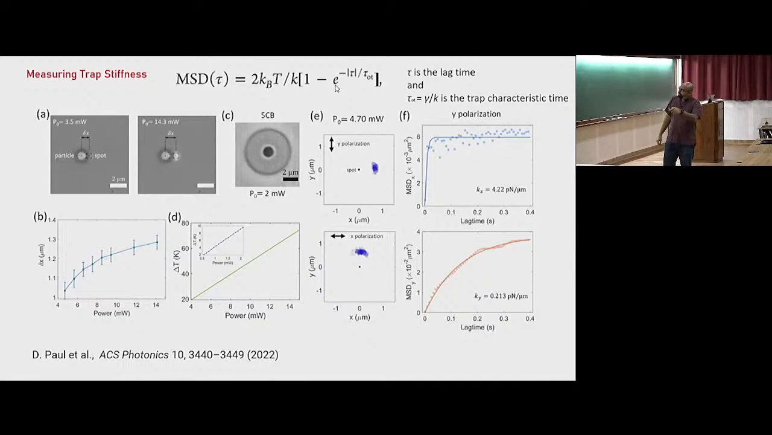But the crucial aspect is that one can utilize this method of looking at the Brownian dynamics of the particle and then extract the mean square displacement. And from there, you would be able to now extract the trap stiffness along the x and the y direction, and hence the force acting on that particular particle.